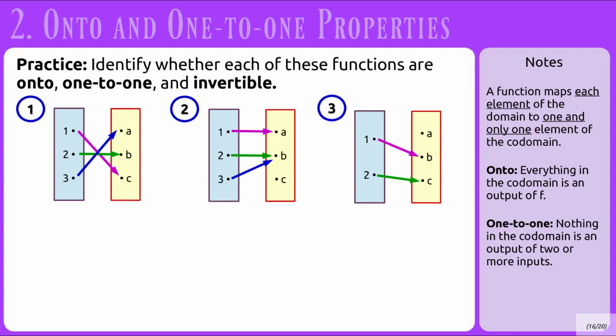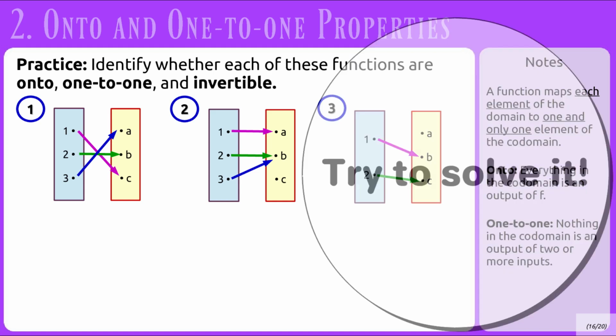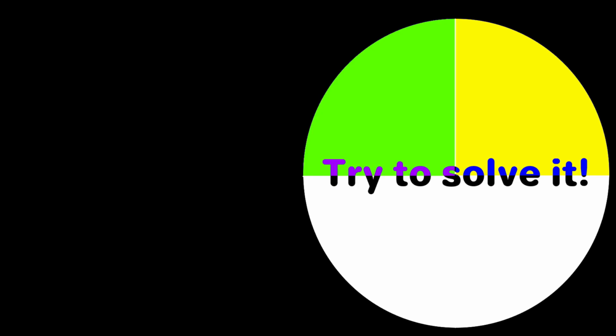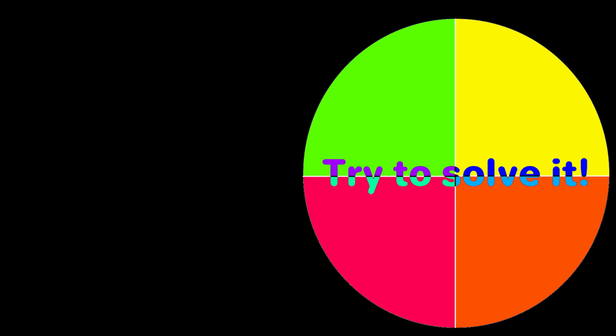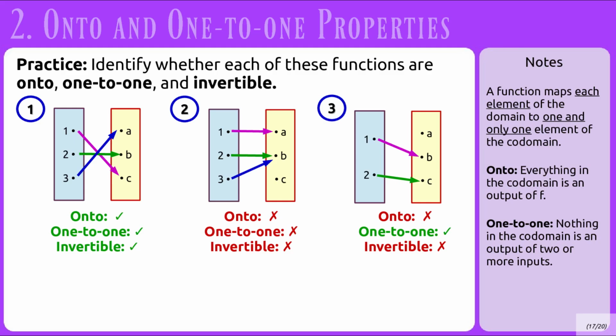So to practice, identify whether each of these following functions are onto, and or one-to-one, and or invertible. The first function is both onto and one-to-one, so it is invertible. The second function is neither onto nor one-to-one, so it's not invertible at all. And the third function is one-to-one, but it is not onto, so it is not invertible.